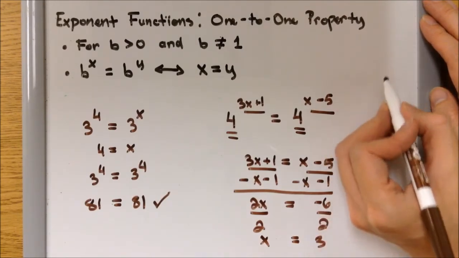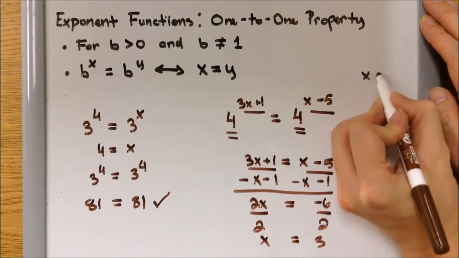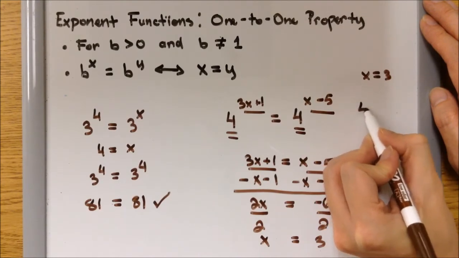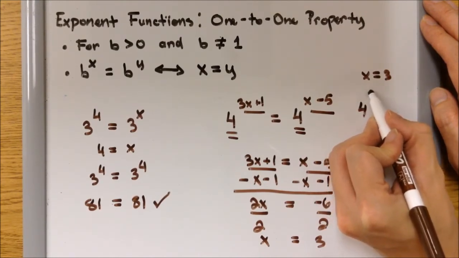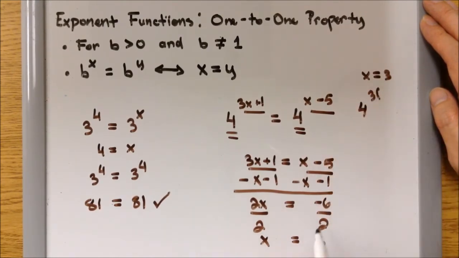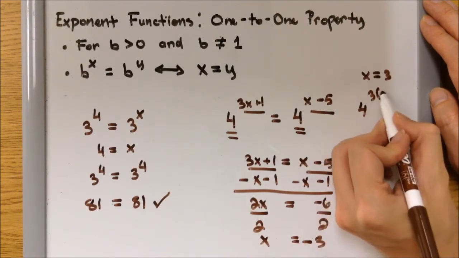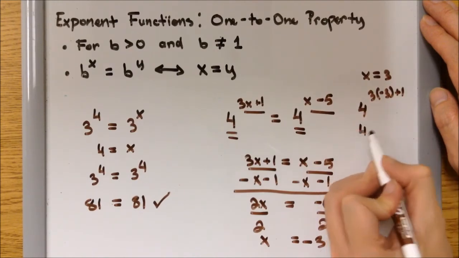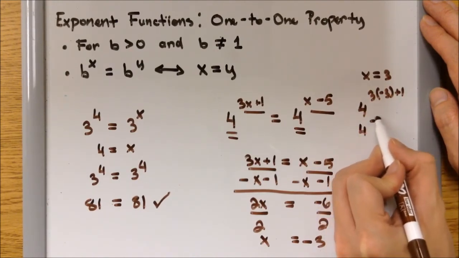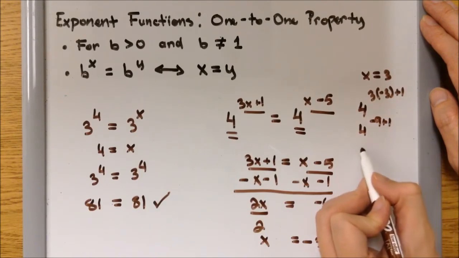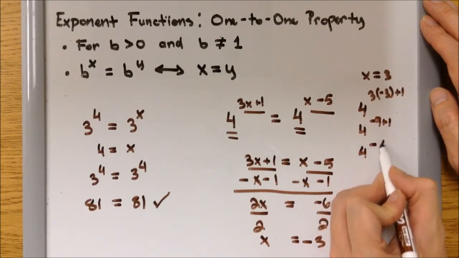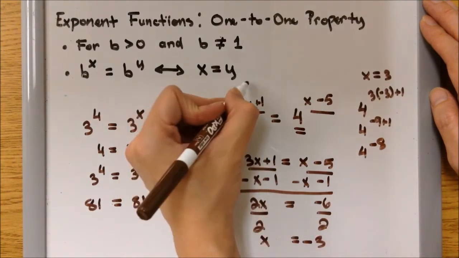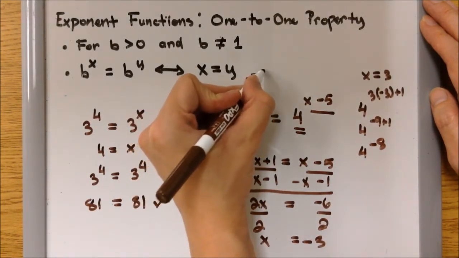So by saying x equals negative 3, here I'm going to work out the left side. So 4 to the power of 3 times, that's my mistake, x equals negative 3, plus 1. So 4 to the power of negative 9 plus 1, which is 4 to the power of negative 8. So this is the left side. So I'm going to write right here, 4 to the power of negative 8.